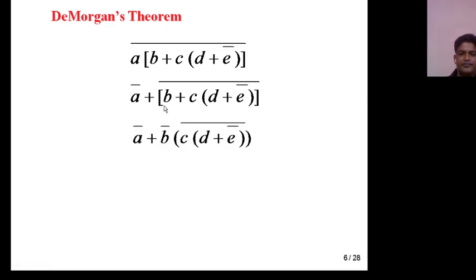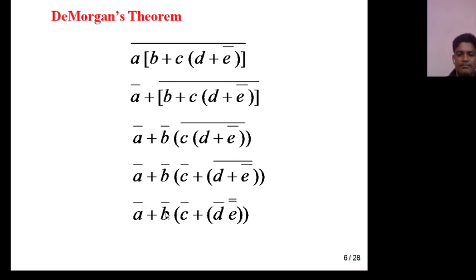Then determine again, just apply this whole complement: b bar dot (c plus d plus e bar) whole bar. Then again apply De Morgan's theorem: b bar, this is your c bar plus (d plus e bar) whole bar, then b bar, c bar plus d double bar and e double bar equals e. So this is your final expression.